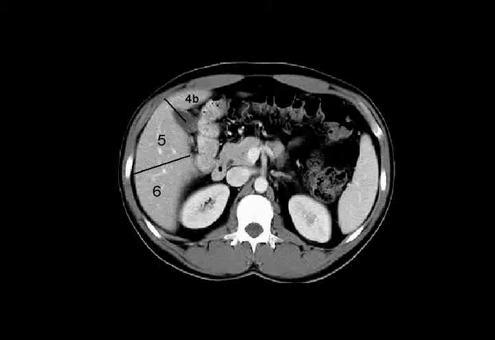Segments 5 and 6 are separated by the distal branches of the right hepatic vein. In the left liver, only the inferiormost tip of segment 4 is visible at this level.